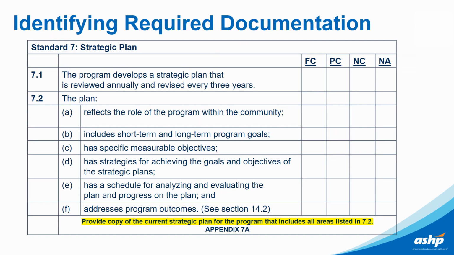The pre-survey questionnaire will indicate if a standard requires documentation. Let's look at this example for Standard 7. At the bottom of this section of the grid, you will see that the standard requires that documentation be submitted within the appendix. For these items, a copy of the current strategic plan for the program should be included. The questionnaire will also note the number that should be assigned to this document in the appendix. In this case, it should be Appendix 7A.